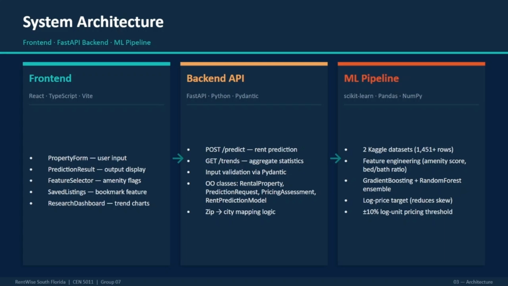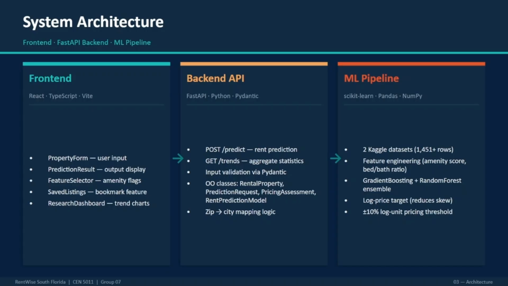Finally, the machine learning pipeline, which was the part of the project that was mostly my responsibility. We trained the model on over 2,800 South Florida rental listings, which were sourced from 2 Kaggle datasets. These datasets covered multiple cities, property types, and listing sources across the region.